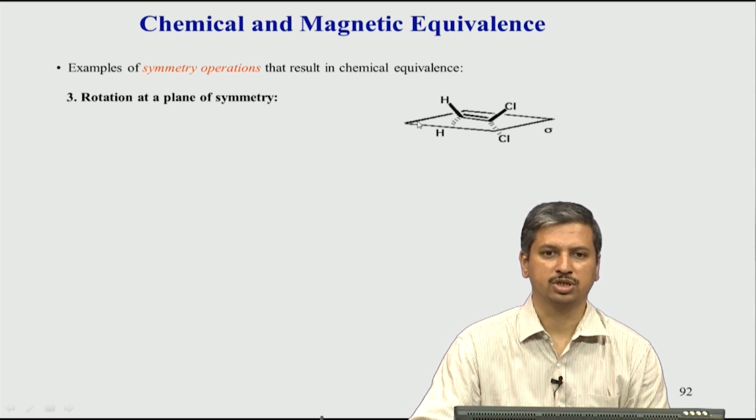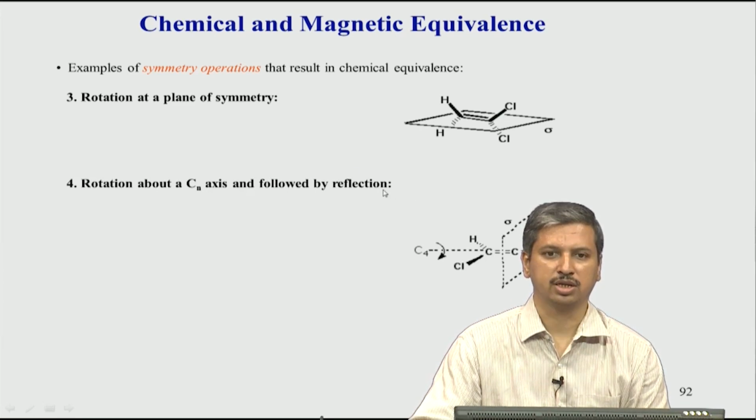So, both these conditions are met: they are interconvertible because of a symmetry operation, and at the same time they have the same chemical environment, because they are at the same distance and structurally similar to each other. Therefore, these two hydrogens are chemically equivalent, and their chemical shift value will be the same. They will not have different chemical shift values.